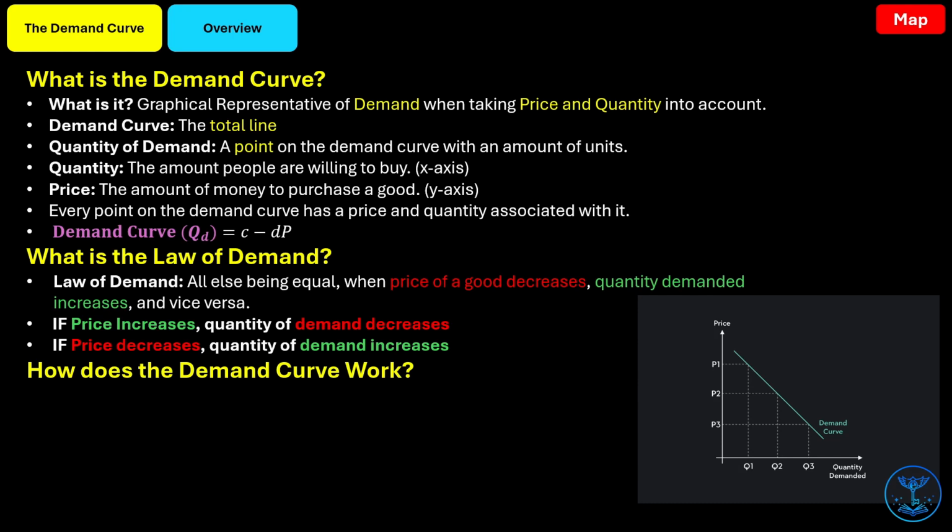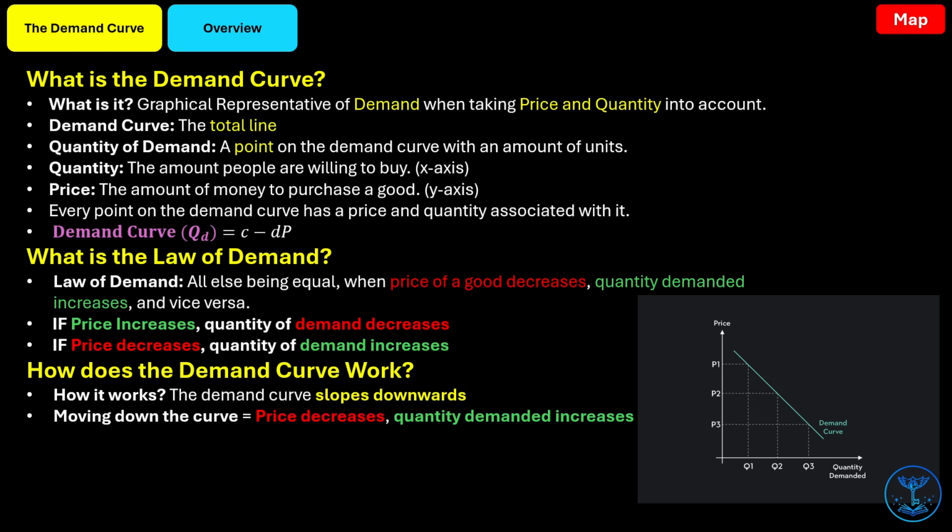So how does the demand curve work? The demand curve slopes downwards. So moving down the curve, prices decrease and quantity demanded increases. And then moving up the curve, prices increase and the quantity demanded decreases.